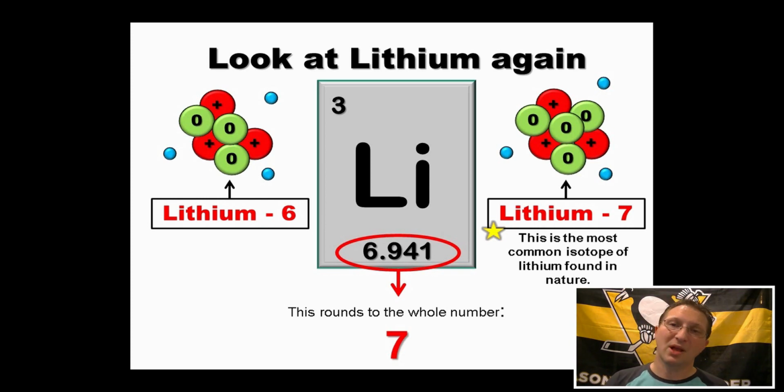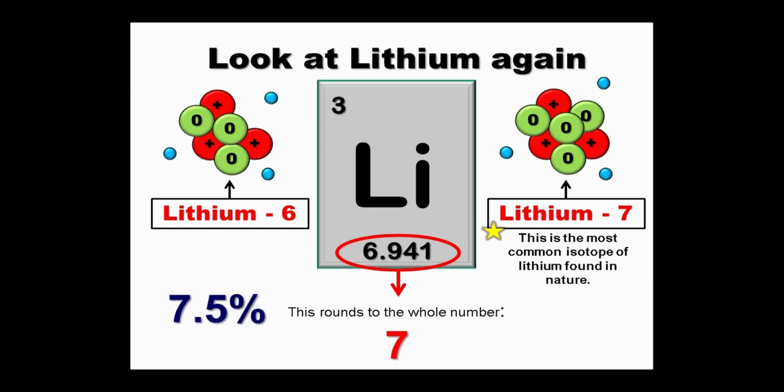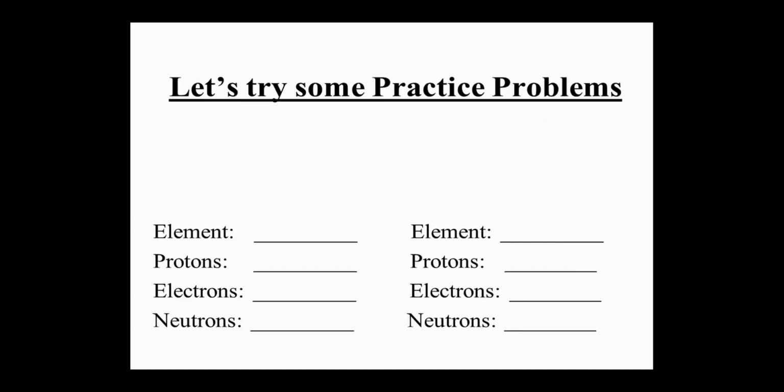How much more? Well, I'll tell you at least for now, but you don't have to worry about it. I'm not ever going to have you calculate this, but lithium 6 is found about 7.5% of the time, while lithium 7 is found about 92.5% of the time. So there is clearly a one-sided argument here that most lithium in the universe is lithium 7. All right, let's do some practice. So let's try to fill out these charts.